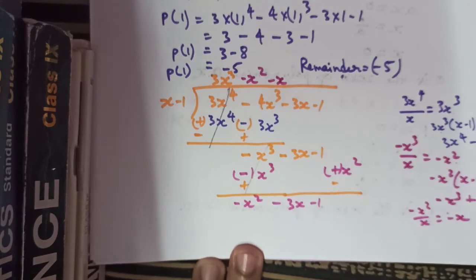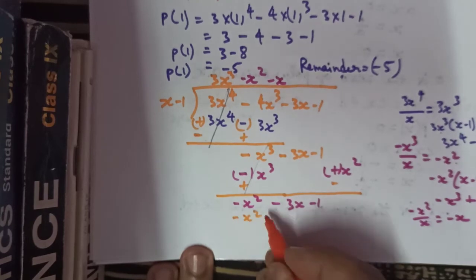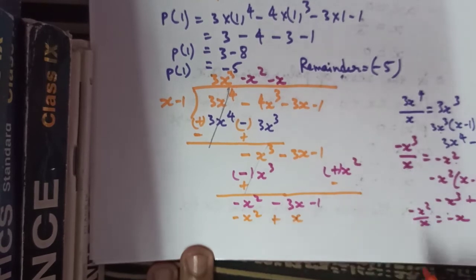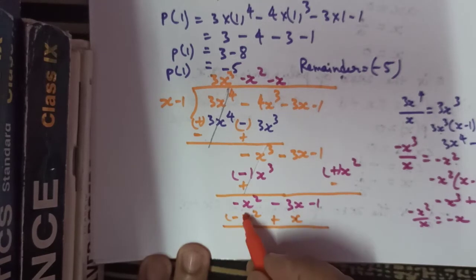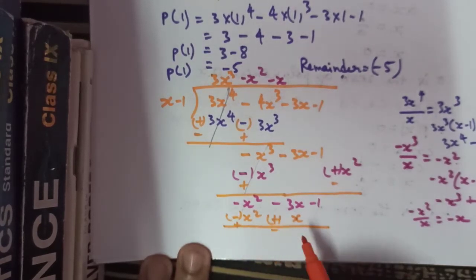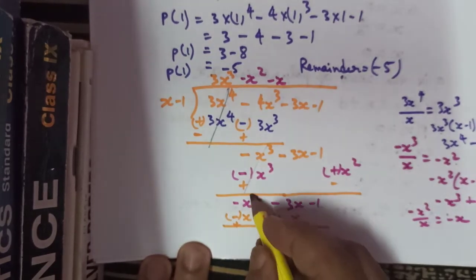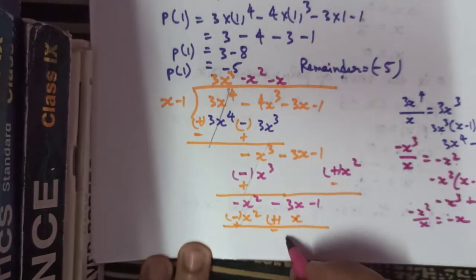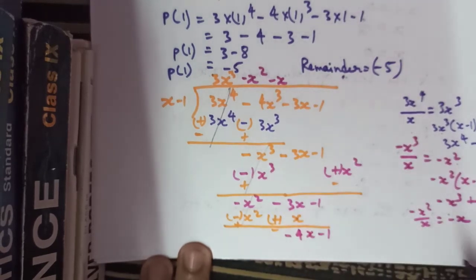Now we get minus x as the third term of the quotient. So minus x multiplied by x will be minus x square, and minus x multiplied by minus 1 will be plus x. Again there will be a change of sign: minus becomes plus, plus becomes minus. So this will be cancelled, and here minus 3 minus 1 will be minus 4x minus 1.